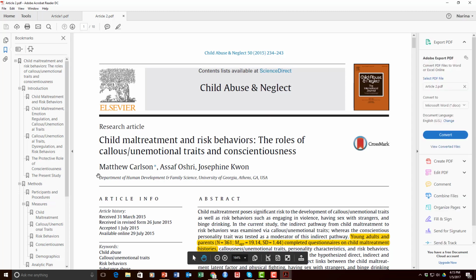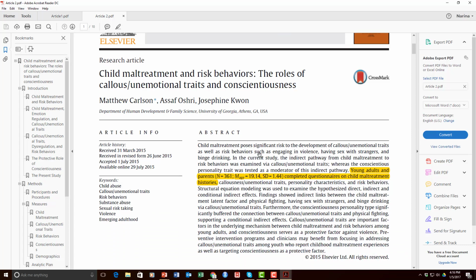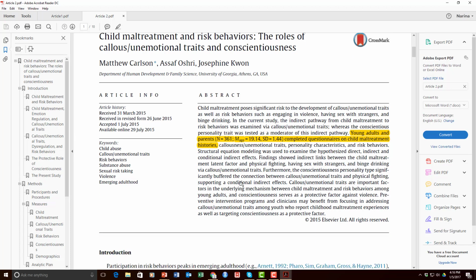Article 2. This one, child maltreatment and risk behaviors, the roles of callous, unemotional traits and conscientiousness. Interesting. Right away, we go to the abstract. And here we get the answer to one of our questions. Young adults and parents completed questionnaires on child maltreatment histories. So we do not have the problem that only identified children are studied. These are young adults and they're asking about their childhood. This is a retrospective study, but of course, then it raises other issues.